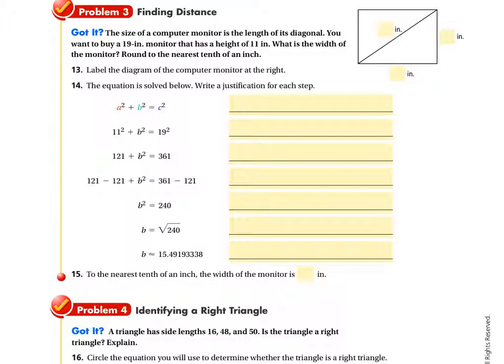So the size of a computer monitor is the length of the diagonal. Anytime you buy a computer or a television and they tell you it's a 42-inch TV, they're calculating the length or the size of that TV by the diagonal of its rectangular shape. Why do you think they do that?